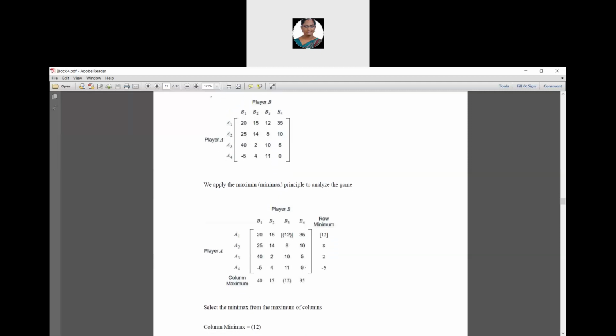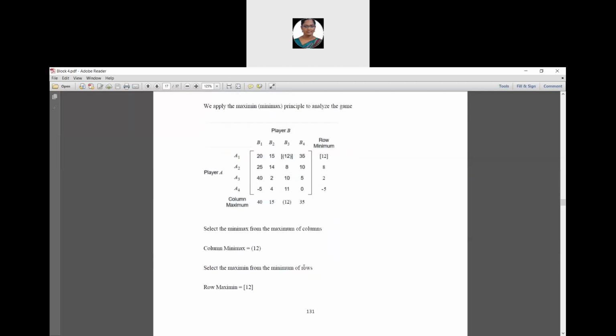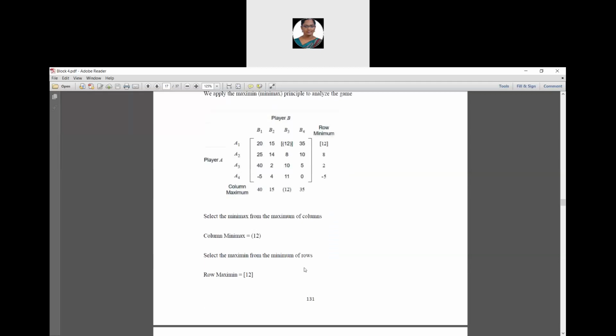Okay, then we have to find the minimax from the maximum of columns. So column minimax: in the column maximum values we have to write the minimum value out of these four values. We have to pick the minimum value. It is 12. Then select the maximum from the minimum values of rows. Out of these four minimum values of rows we have to write the maximum value.